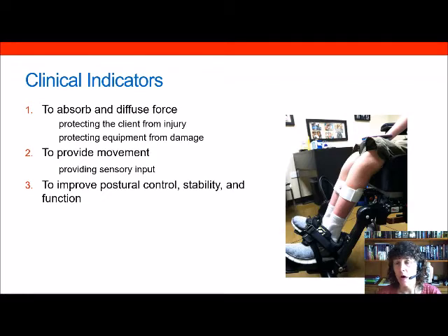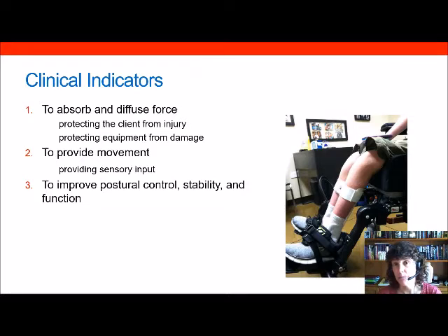So what are our general clinical indicators for dynamic seating? Well, first, to absorb and diffuse force. And the result of doing that means that we can prevent client injury as well as damage to equipment.